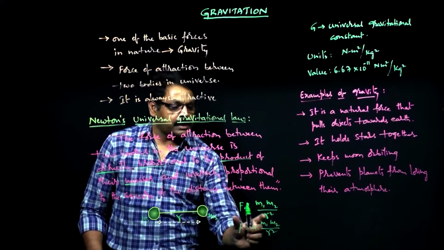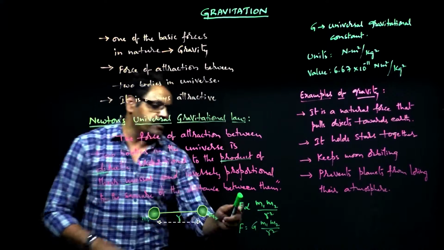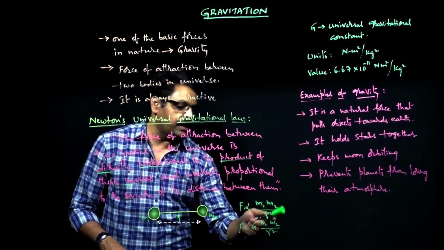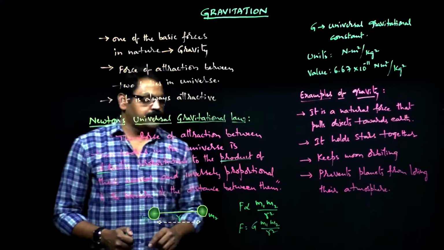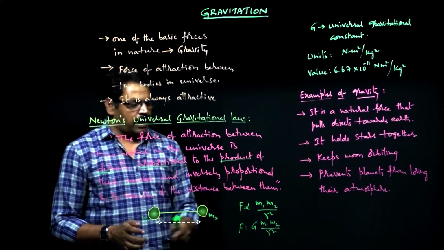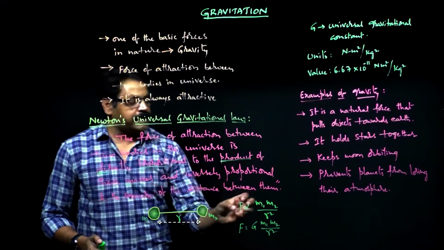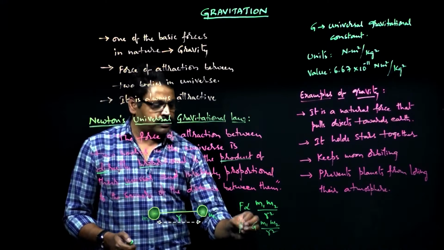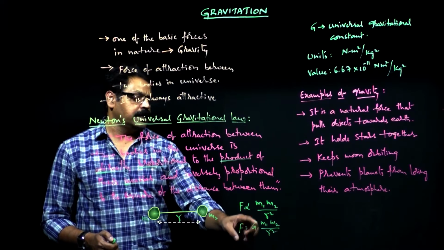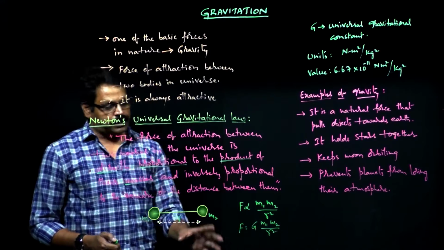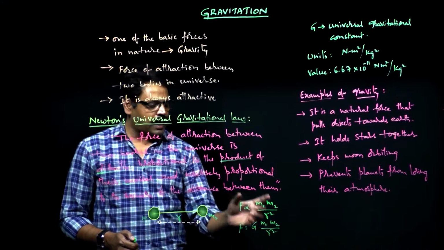Therefore, the mathematical form of this particular definition can be written as F is directly proportional to m1 m2 by r square. Whenever you are writing a proportional, to remove that proportional sign, we have to write one constant. So whenever the same thing is to be expressed in the form of an equation, you have to take one constant of proportionality that I am writing as G over here. Therefore, F is equal to G m1 m2 by r square.